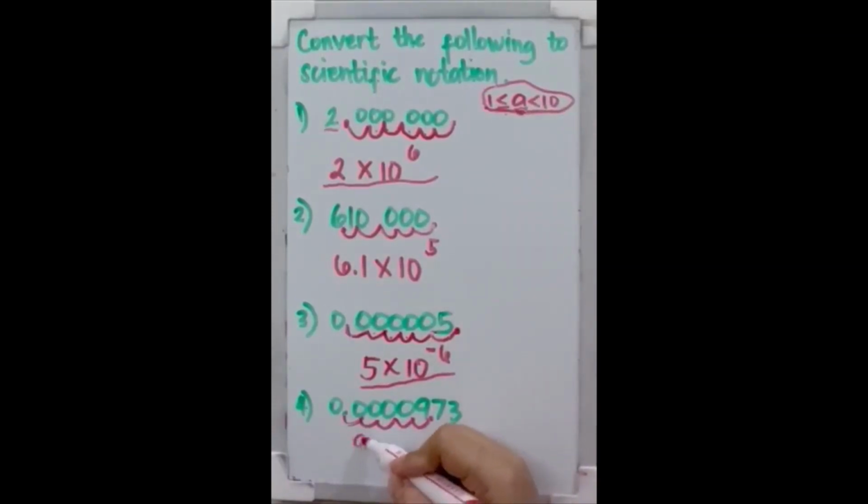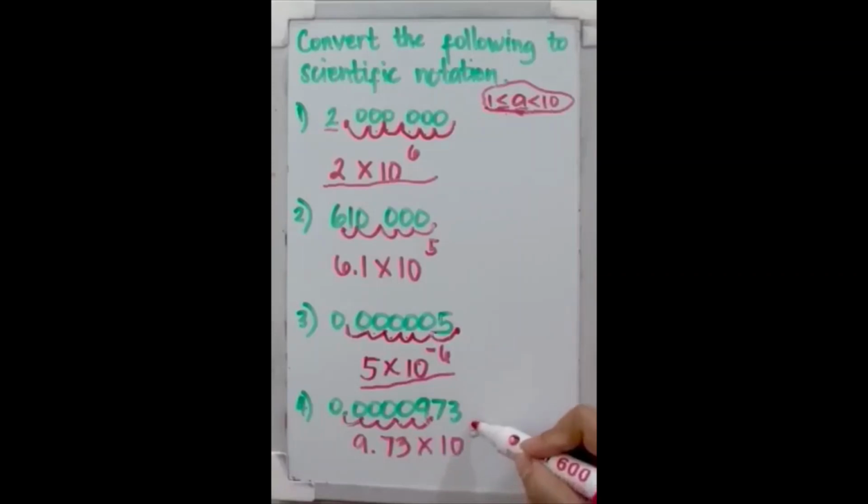So now we can write 9.73, the coefficient, times 10 raised to how many places? 1, 2, 3, 4, 5. 5. And again, since this is a decimal number and you moved the point to the right, we have a negative exponent. So this is negative 5. So your scientific notation is 9.73 times 10 raised to negative 5.